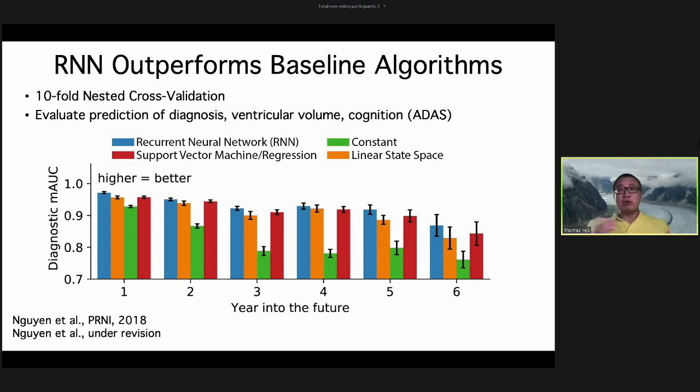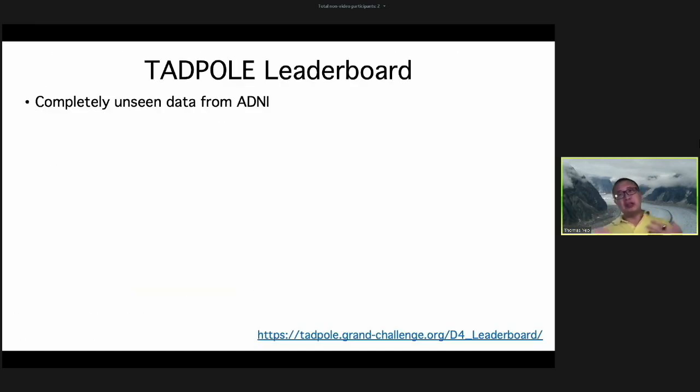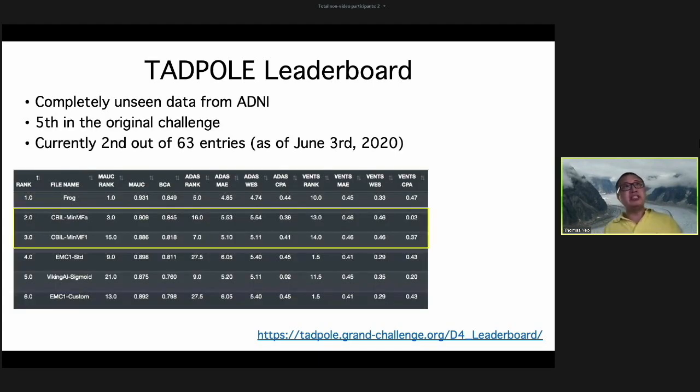So how did our recurrent neural network perform in the TADPOLE challenge? The challenge allows us to test our model on completely unseen data from ADNI. Because anyone can sign up to access the ADNI data, what the challenge did is that we have to predict future data that have not been released yet. So we actually submitted our prediction in 2017, but we only knew the results in 2019. In the original challenge, our team was in 5th place, but we improved our algorithm, so we're currently ranked 2nd and 3rd out of 63 entries.